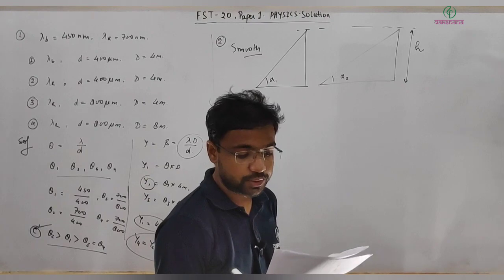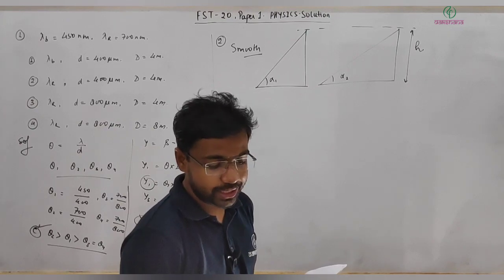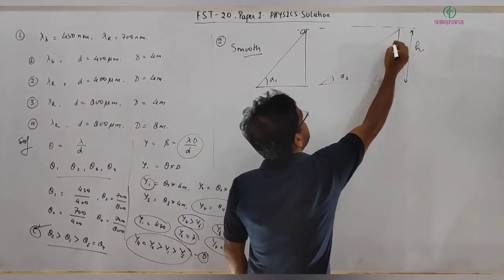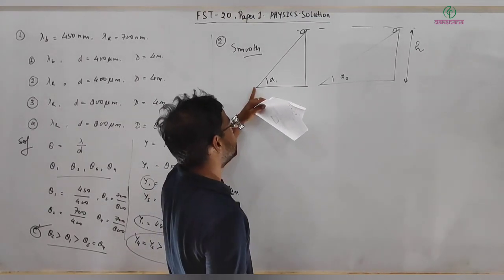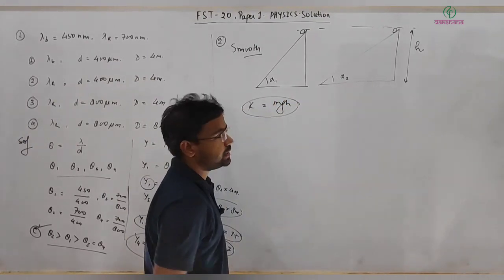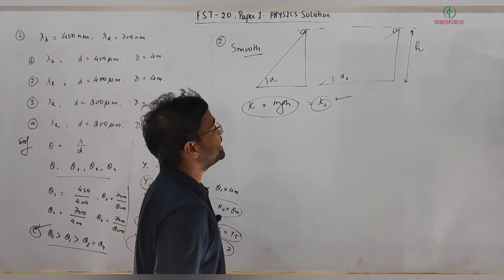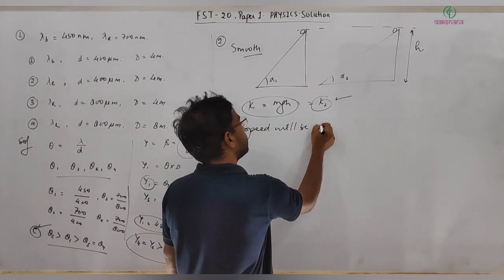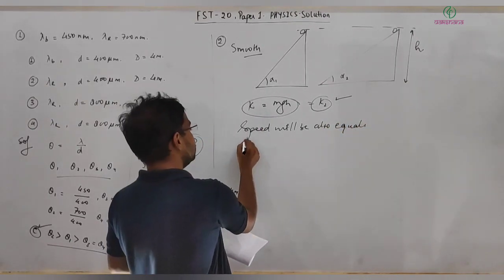Two objects of same mass fall from the same height on two smooth inclined planes with different angles, so angles are only different. When they reach the bottom, they should have the same... See, the kinetic energy: they are released from the same height on a smooth surface, so there is no loss of energy taking place. So the kinetic energy reaching here will be simply the change in potential energy, that is equal to mgh. So definitely kinetic energy K1 will be equal to K2, that's correct. And since kinetic energy is equal, I can write speed will also be equal, correct. So option A, kinetic energy equal, is correct.